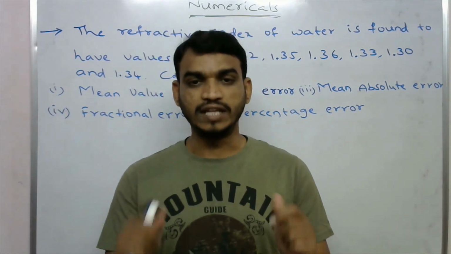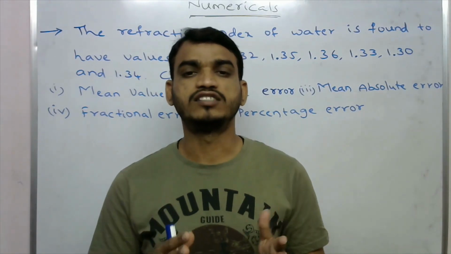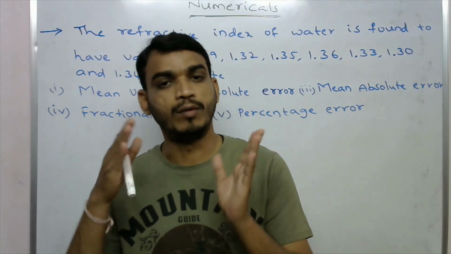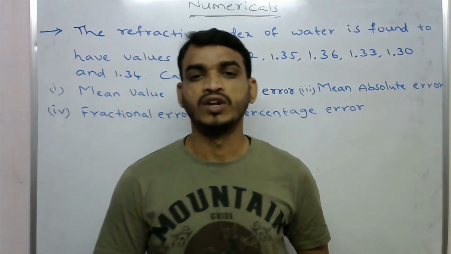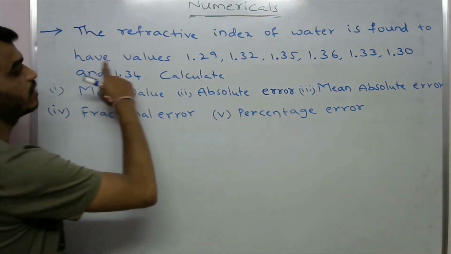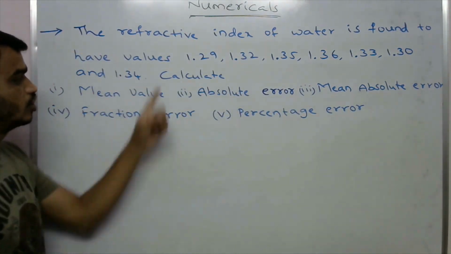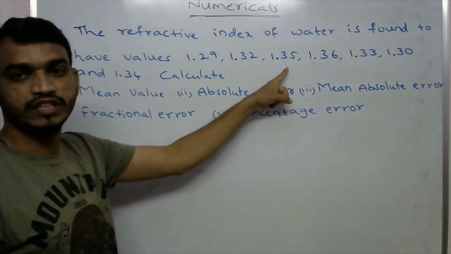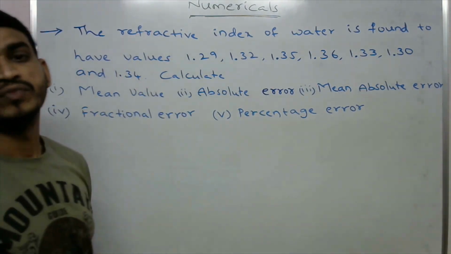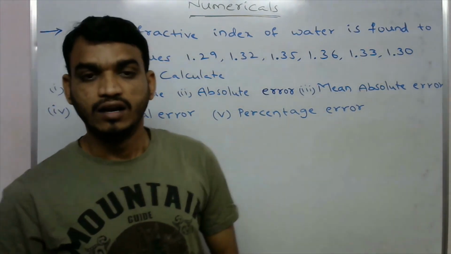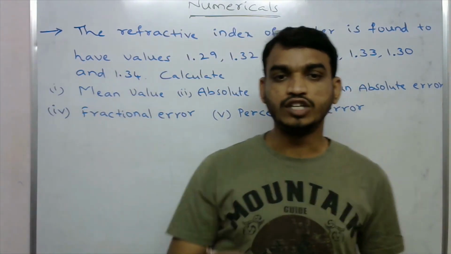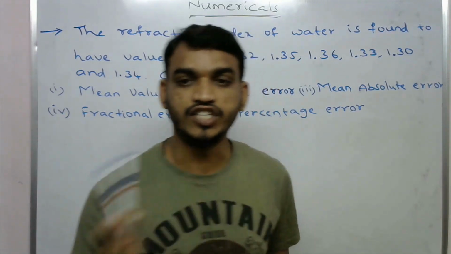Okay. So in today's class, we will do some numericals on errors and dimensional analysis, which are very important for competitive exams and in exams also. Here the first problem: the refractive index of water is found to have values 1.29, 1.32, 1.35, 1.36, 1.33, 1.3 and 1.34. Now calculate the mean value, absolute error, mean absolute error, fractional error and percentage error.